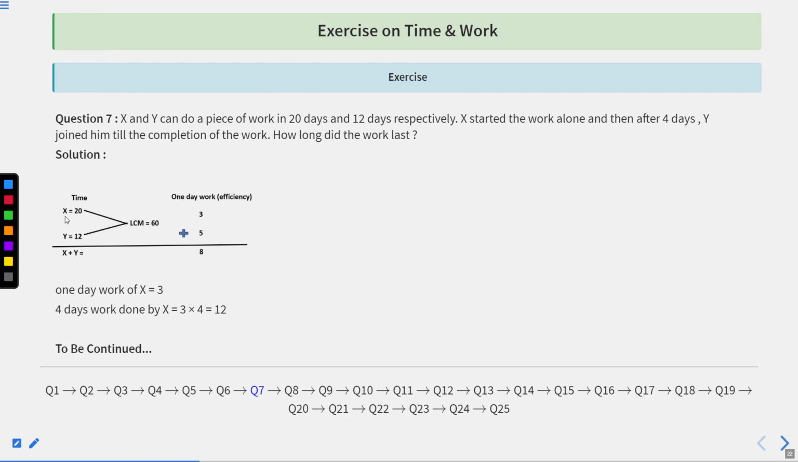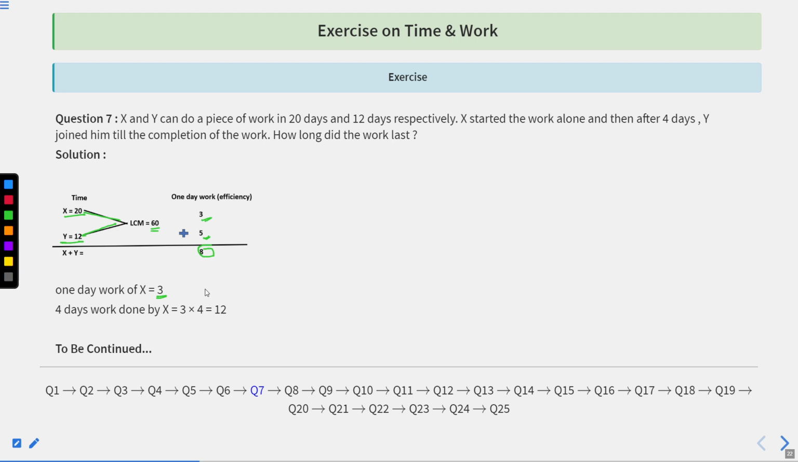So here we have X and Y. X takes 20 days and Y takes 12 days. So the combined LCM will be 60 units. And 1 day work of X is 60 upon 20, that is 3 units. And 1 day work by Y is 60 upon 12, that is 5. So the combined work done by X plus Y in a day will be 8. Okay. And 1 day work of X is 3, which we have already computed.